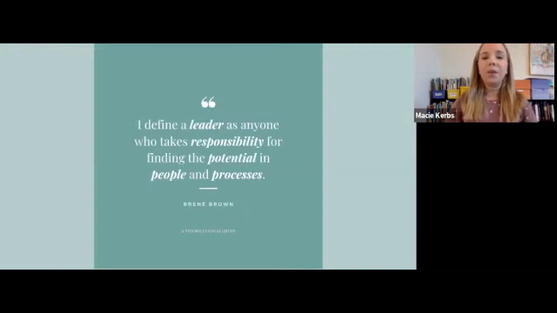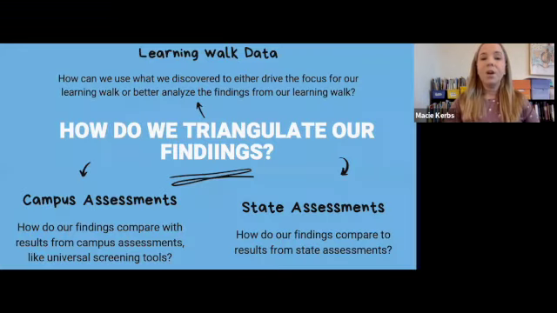So really, it's not about us, it's about finding the potential and the things around us on our campus. So we're using this information, whether it's formal or informal measures, to just move the campus forward. So then we need to think about triangulating our findings with existing data. So this looks a couple different ways.